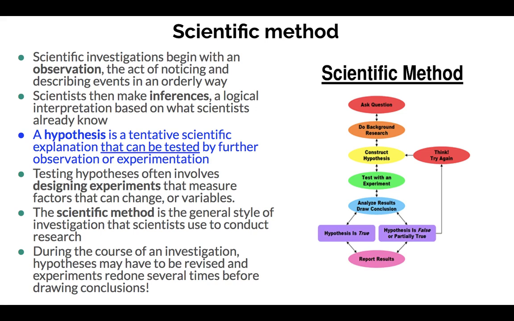Testing hypotheses often involves designing experiments that measure factors that can change, also known as variables. The scientific method is the general style of investigation that we use to conduct research, just because it is a good way to go step by step. During the course of an investigation, hypotheses may have to be revised, and experiments may have to be redone several times before drawing conclusions.